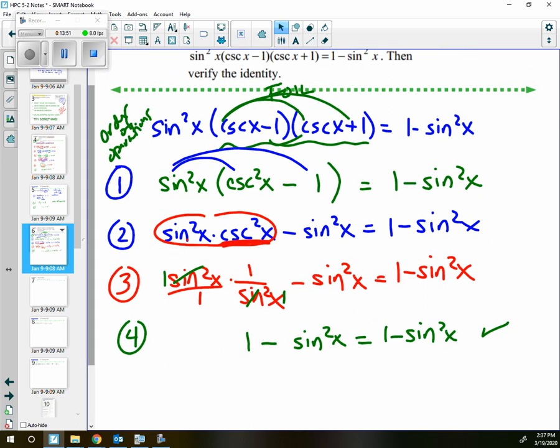Some people maybe would have substituted right here and put in the 1 over sine squared and then distributed. It would have been exactly the same thing, just a little bit different order of operations. A lot of it just depends on what you see first and what's easiest for you to deal with. What are you comfortable with algebraically? But again, remember our goal is to try to make one side the same as the other. Let's try a few more.